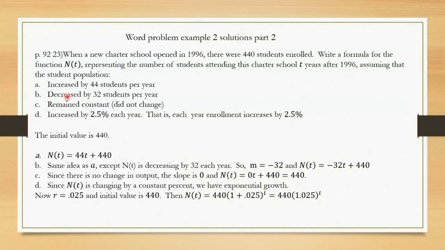All right. For part B, the student population is instead decreasing by 32 students per year. Again, that's going to be linear, because it's changing by a fixed amount. But notice since it's decreasing by 32, it's very similar to A, except now the slope is not going to be 44. It's going to be negative 32. Again, it's decreasing by 32 students per year.